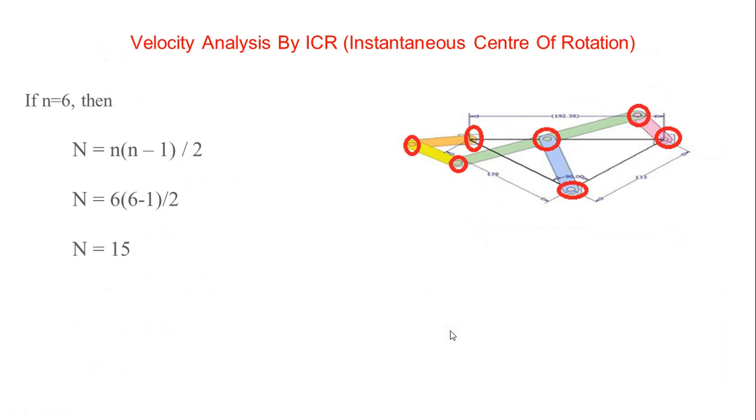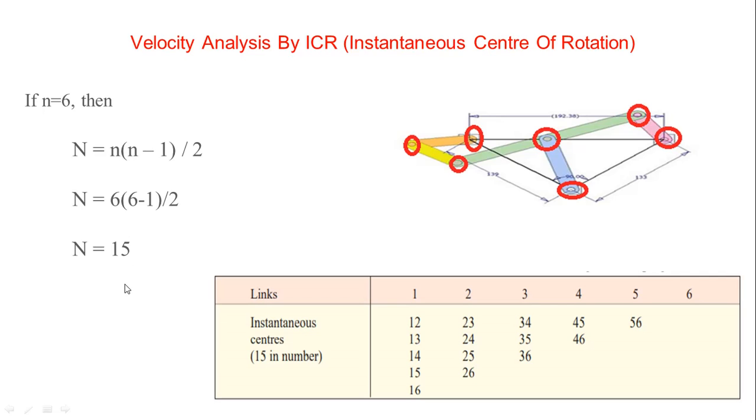Next, if we have a mechanism having 6 links, then how many ICR will there be? As per the previous formula, that will be n into n minus 1 by 2. So it will be 6 into 6 minus 1 by 2. So there will be 6 into 5 by 2. 6 into 5 is 30 divided by 2. So the number of ICR will be 15.